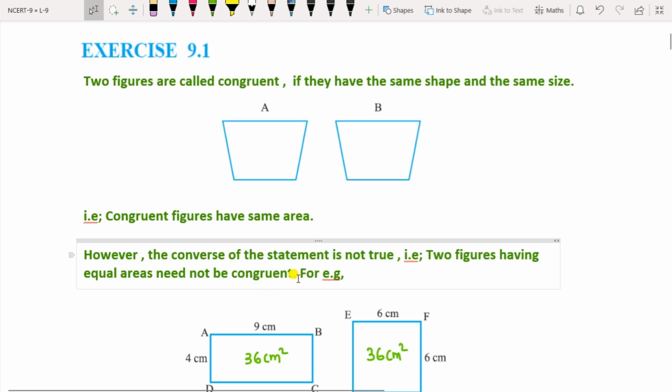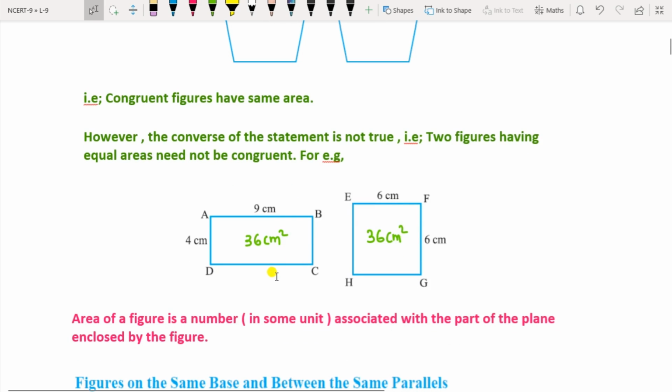For example, this is a rectangle with length 9 and breadth 4. Area of a rectangle is length into breadth, 9 × 4 is 36. And this is a square, length and breadth are 6, so 6 × 6 is 36. That is the area of the square. So the area of the rectangle and the area of the square are the same, but their dimensions are not the same, therefore the figures are not congruent. So the converse of the statement is not true: two figures having equal areas need not be congruent.